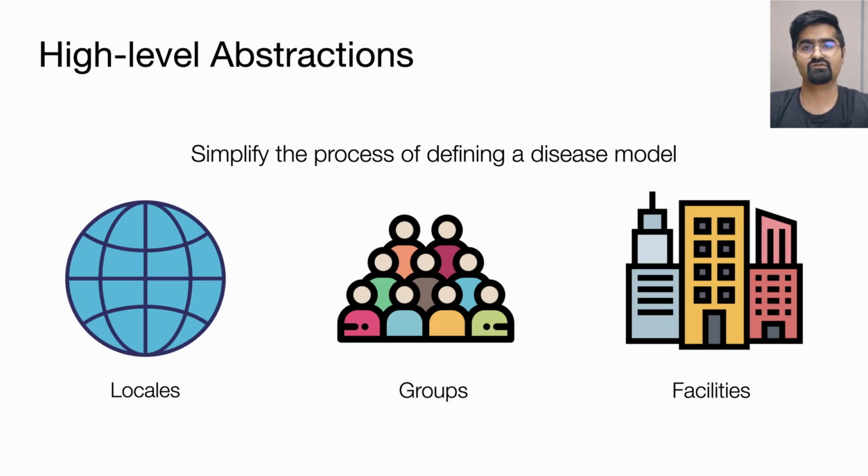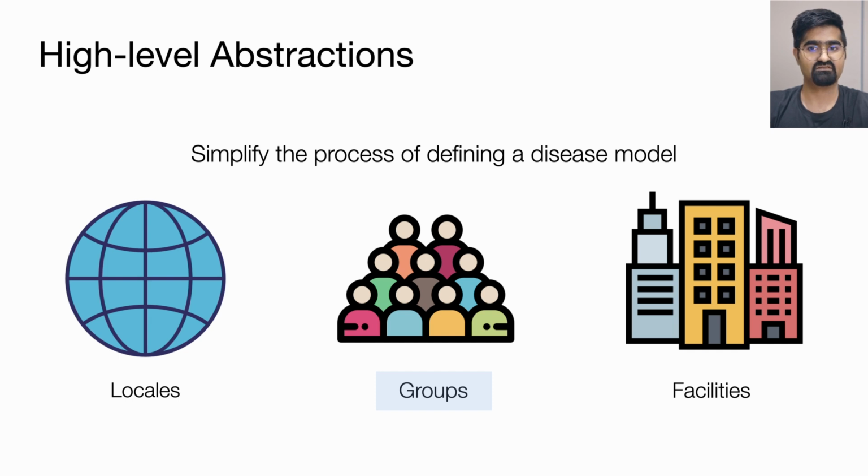First, we surfaced three high-level concepts to simplify the process of defining a model. A locale is a geographic region with a population. A locale may have one or more sublocales to model lower-level administrative regions with different population densities, such as cities or villages.